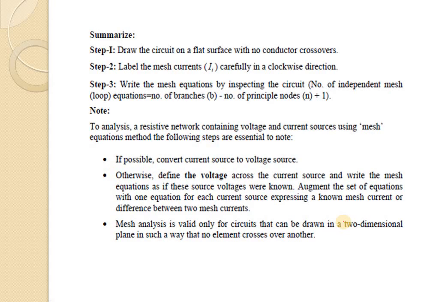Now we are summarizing it in short. Step 1: Draw the circuit on a flat surface with no conductor crossovers. Step 2: Label the mesh currents carefully in the clockwise direction. Step 3: Write the mesh equations by inspecting the circuit. The number of independent mesh or loop equations equals the number of branches minus the number of principal nodes plus 1.